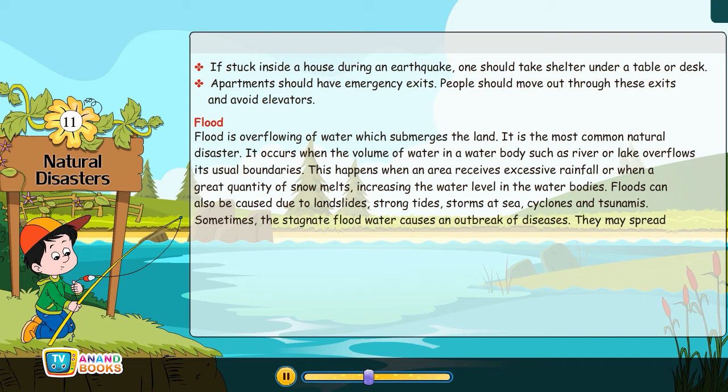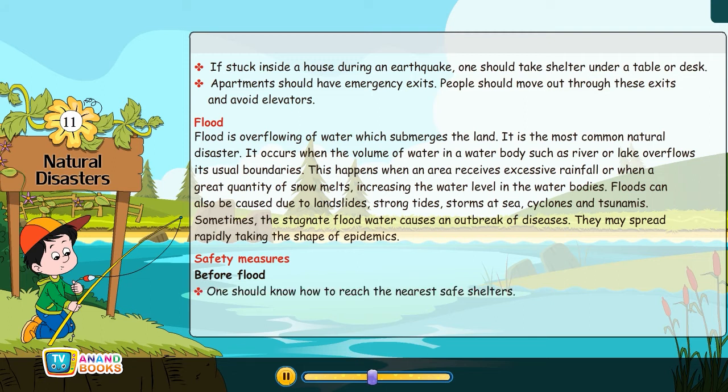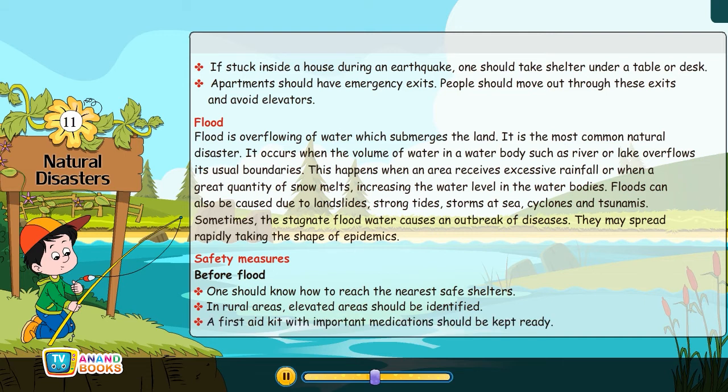Sometimes the stagnant flood water causes an outbreak of diseases. They may spread rapidly, taking the shape of epidemics. Safety measures. Before flood, one should know how to reach the nearest safe shelters. In rural areas, elevated areas should be identified. A first aid kit with important medications should be kept ready.